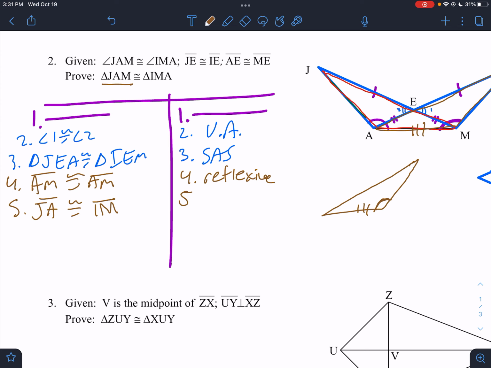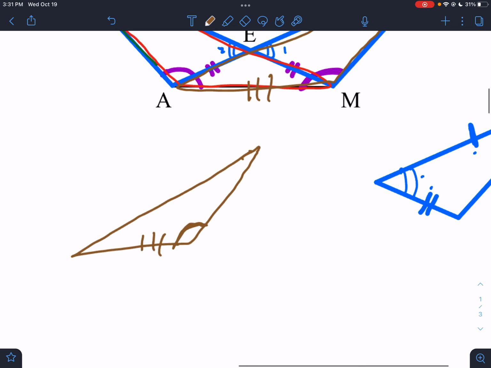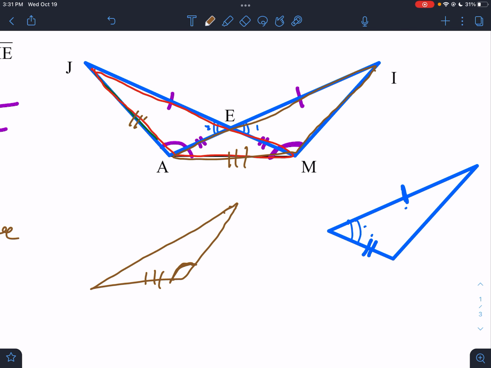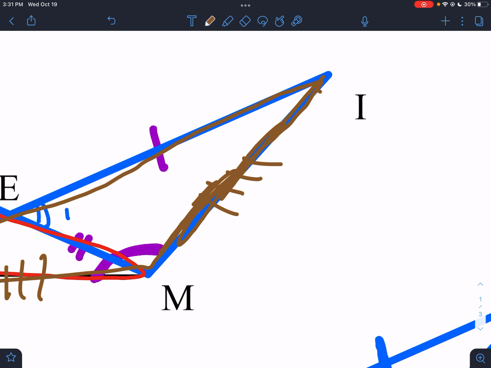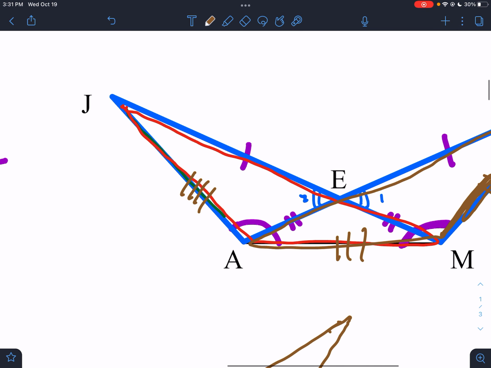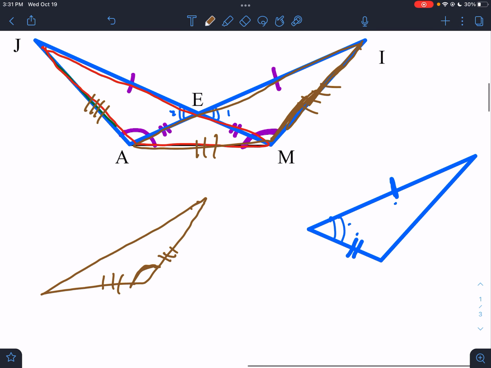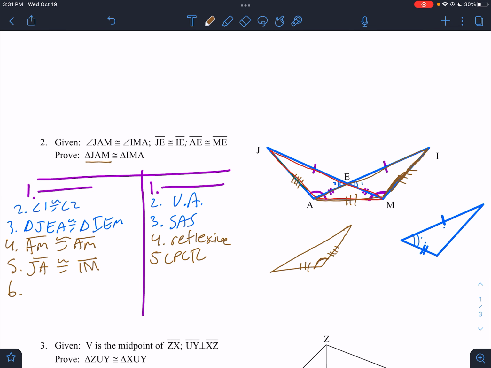And that is CPCTC. We have congruent parts of congruent triangles. 1, 2, 3, 4 matches 1, 2, 3, 4. Brown and blue overlap over here. Red and blue overlap on the left. Those are congruent parts because of the two blue triangles. We can now say triangle JAM is congruent to triangle IMA.